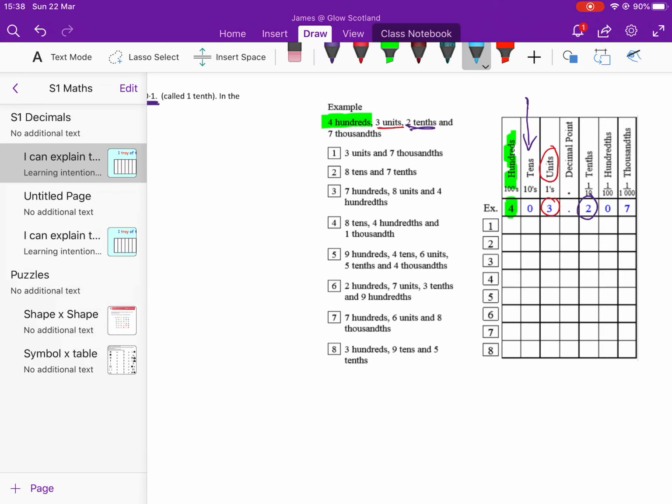For my hundredths, there isn't any, so there's no hundredths at all mentioned, so again this is why that bit there is a 0. And then for the final bit it says 7 thousandths, so that represents that 7 there, and that's your thousandths there. So you should be able to have a good go at filling in the table, just looking at the columns and matching up with the numbers that you're given in the questions.